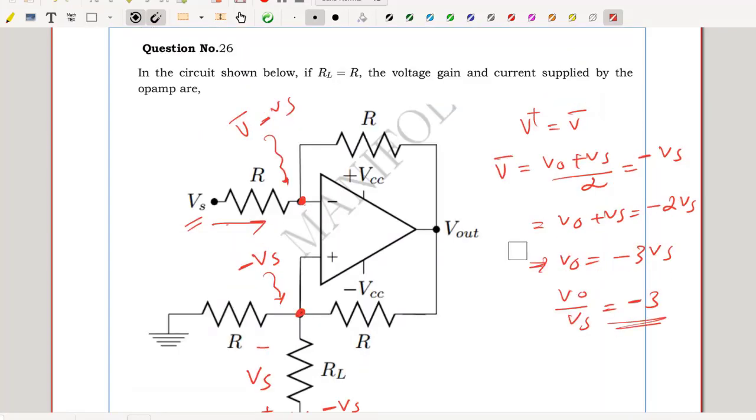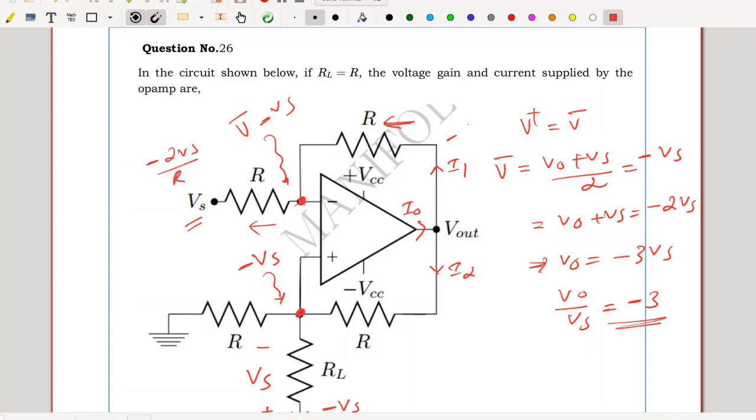The current supplied by the op-amp can be easily identified by identifying these two branch currents. Let me mark them as I1 and I2. This I out is the current supplied by the op-amp. So I1 is nothing but the current flowing through this R. The same current flows through this resistance R. This potential is at minus Vs. So the current flowing in this direction is minus Vs minus Vs by R. So minus 2 Vs by R.